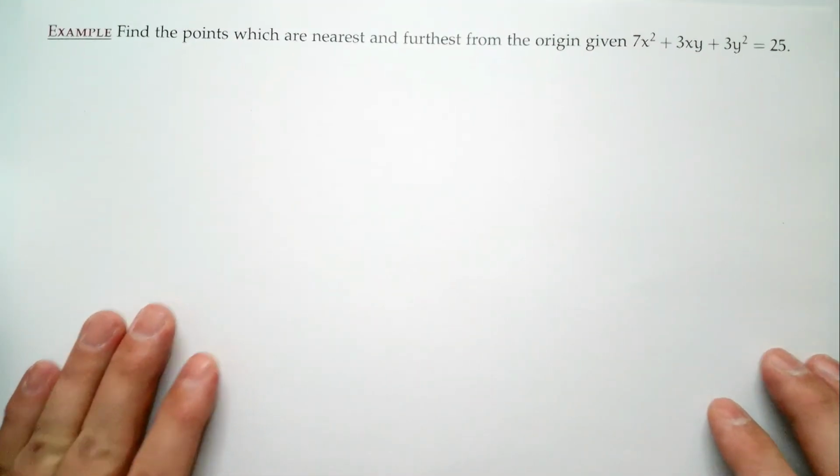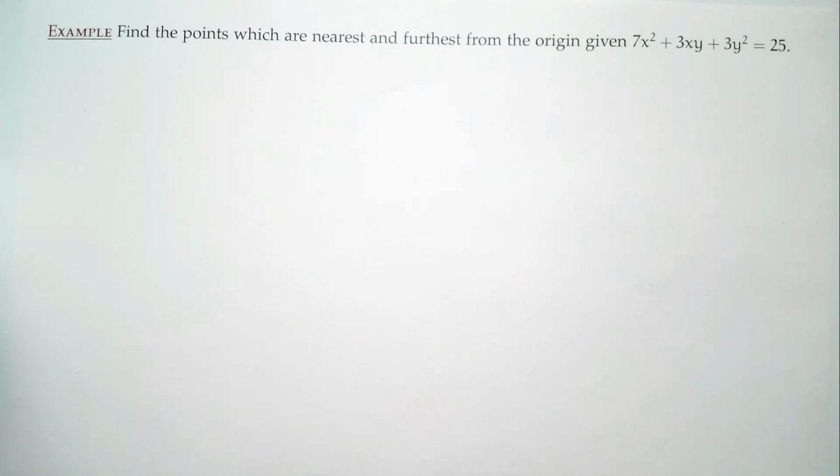Find the points which are nearest and furthest from the origin, given 7x squared plus 3xy plus 3y squared equals 25. All right, this is a really good one. This is the kind of problem that this was tailor-made for. All right, so how do we do this problem? Well, first off, where's our optimization? Where's our f of x, y? What we're trying to optimize.